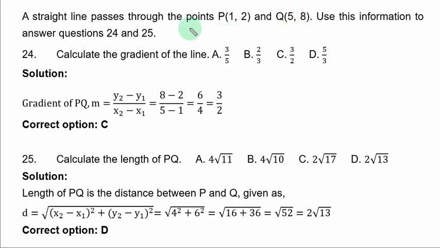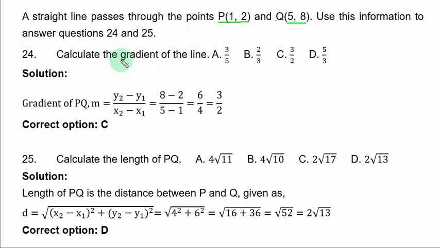A straight line passes through the points P with the ordered point or coordinate 1, 2 and Q 5, 8. Use this information to answer questions 24 and 25. Question 24.